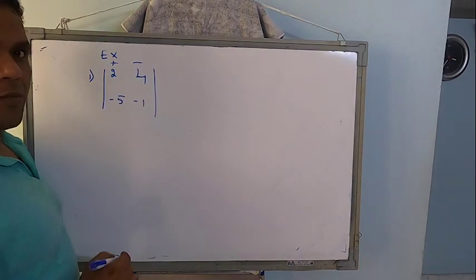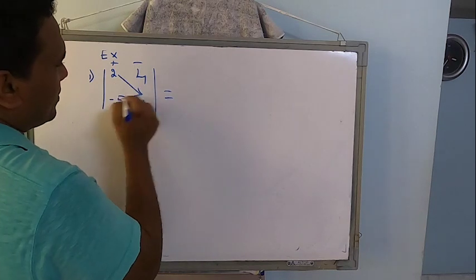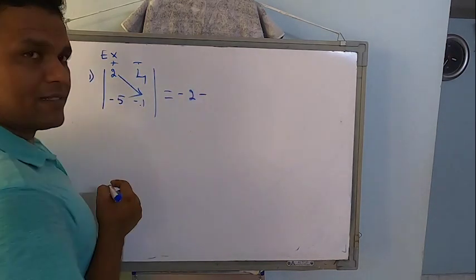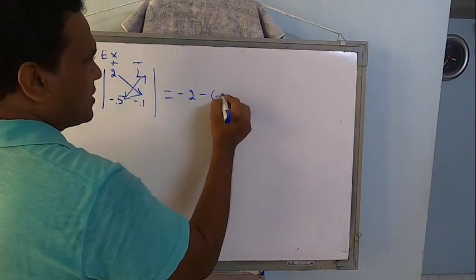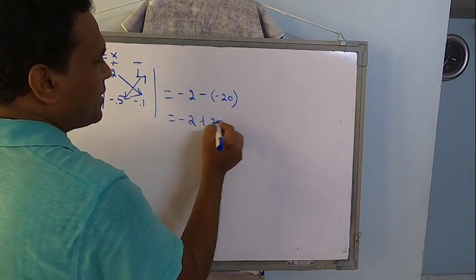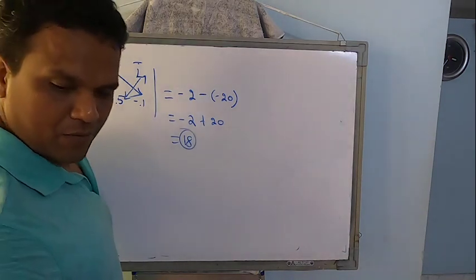So write down the signs on top of the first row. Expand this. So this is going to be 2 multiplied by minus 1, minus 2. There is a minus sign, so write this minus sign. Now multiply the right diagonal: 4 multiplied by minus 5, and that is minus 20. Correct? Simplify. Minus 2 plus 20, so it's going to be 18. That is the real number we are looking for, okay.